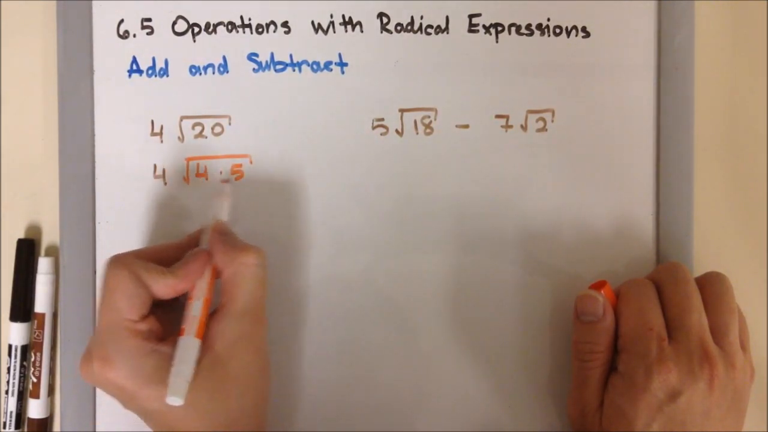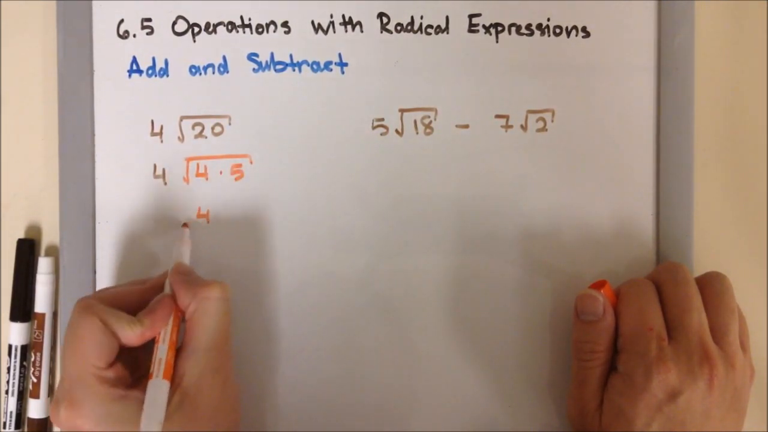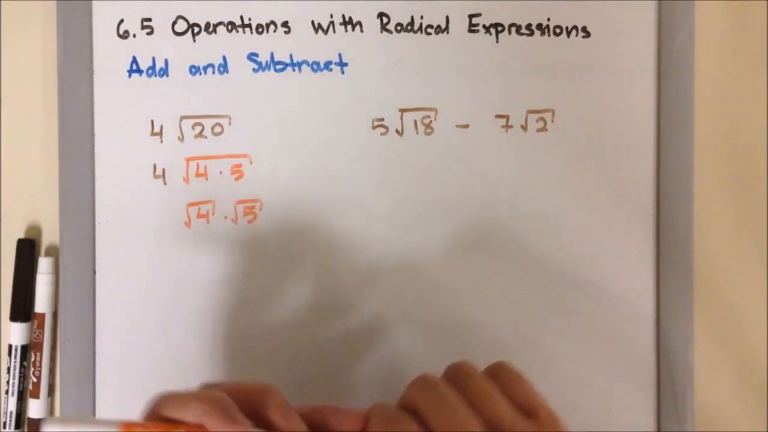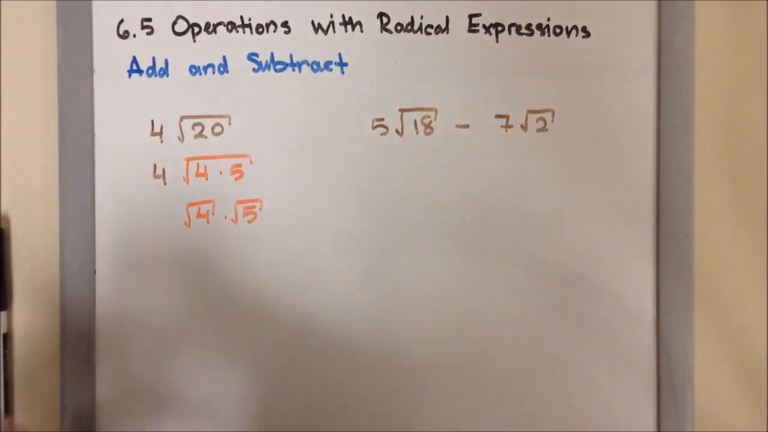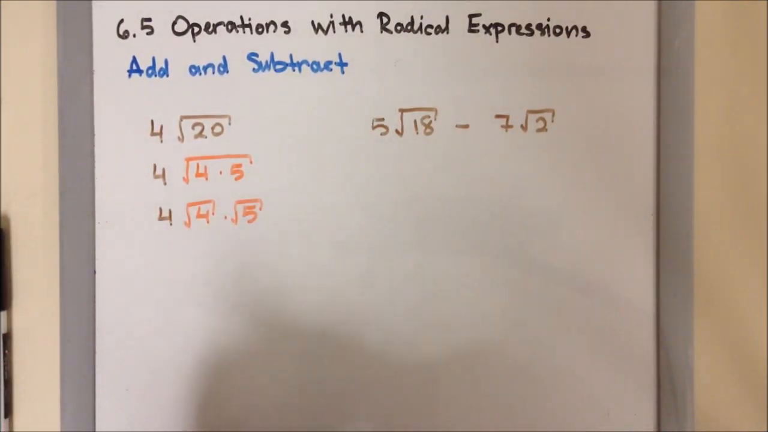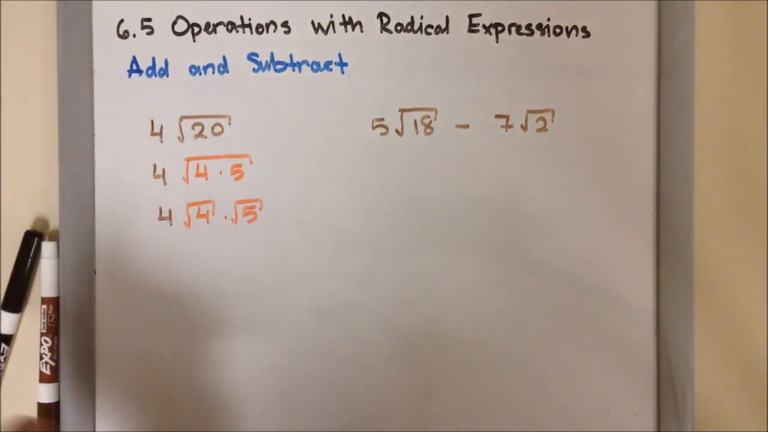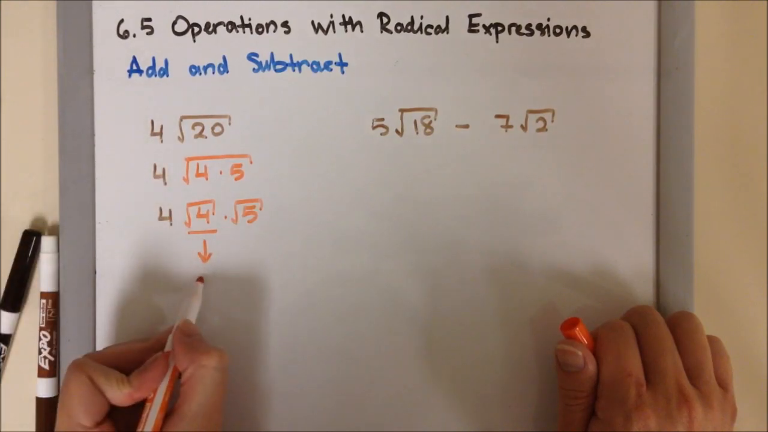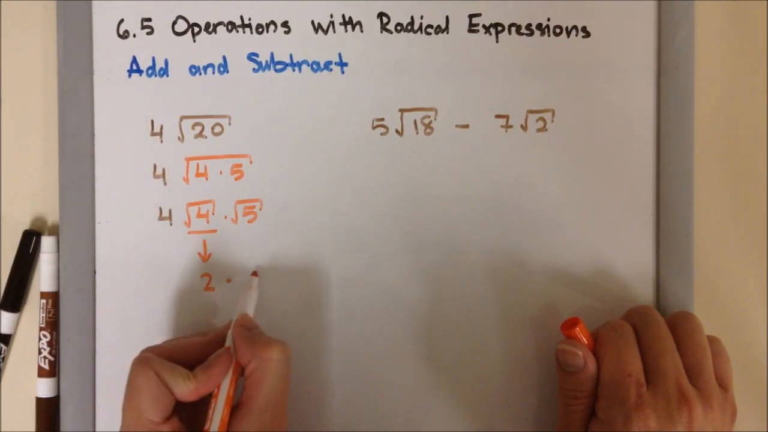Since it's square root of 4 times 5, I can rewrite it as square root of 4 times the square root of 5. And again, I'm just bringing the 4 on the outside. I'm just bringing it down. Now the only one that I can simplify is the square root of 4, which is 2. And again, I can't simplify the square root of 5. I'm just going to bring it down.